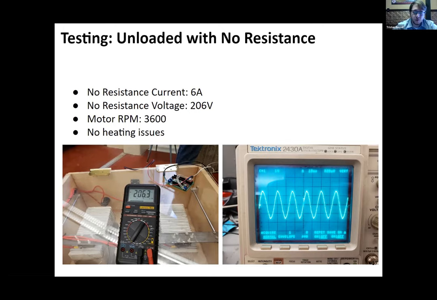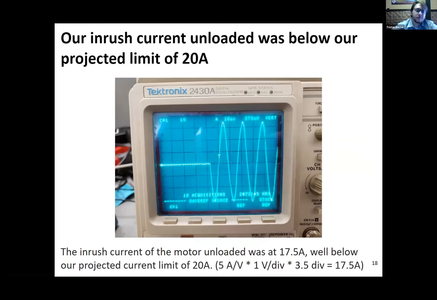Taylor will now go into more details about the inrush current. So one of our main goals was to keep the inrush current below 20 amps, which is about 200% of the full load amperage.